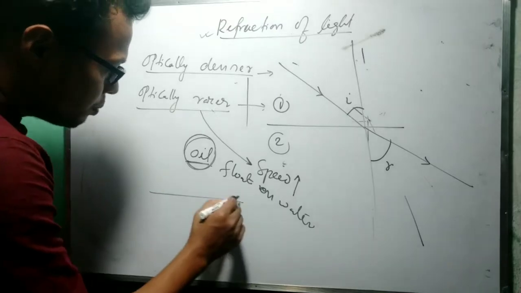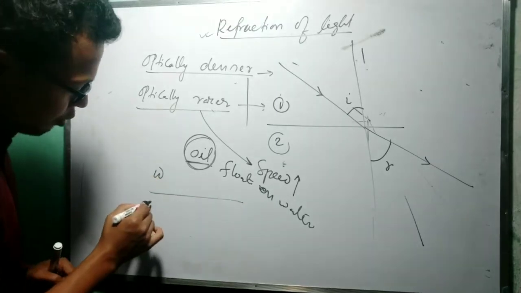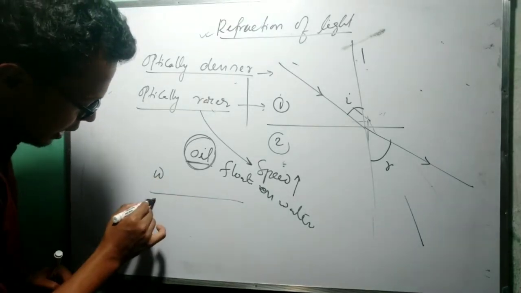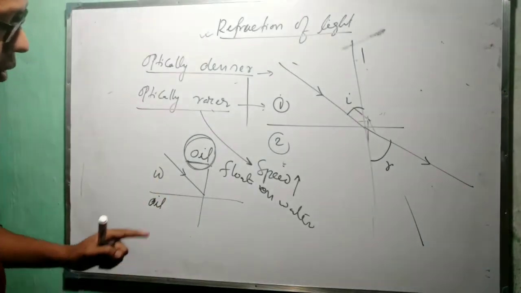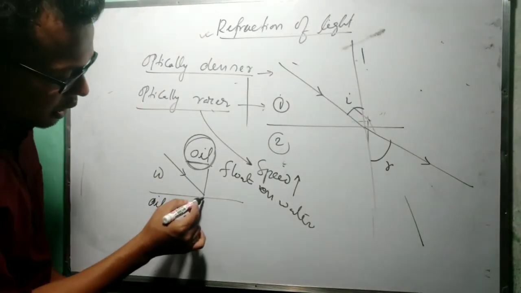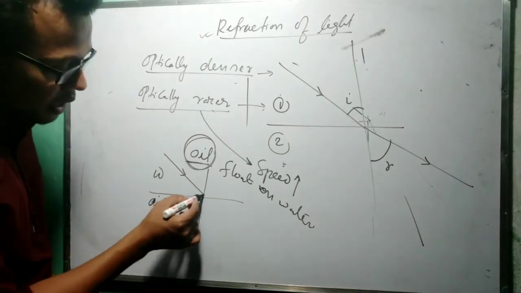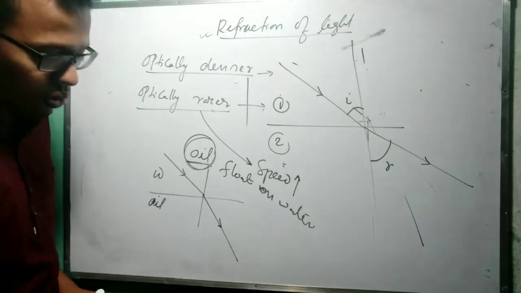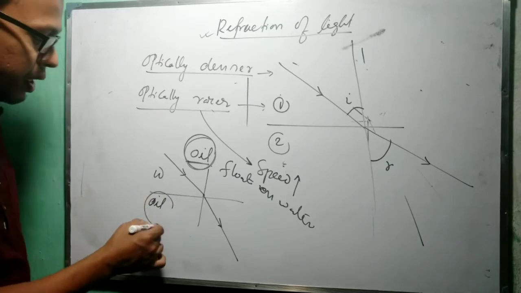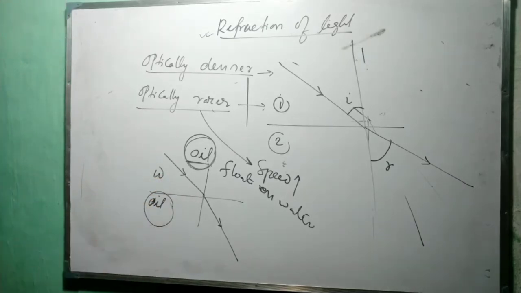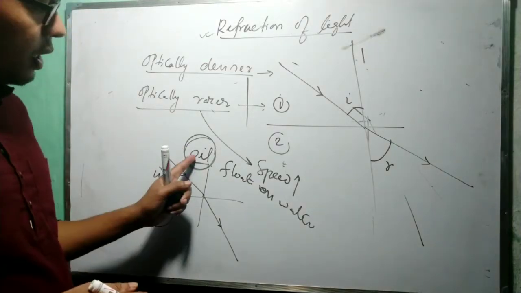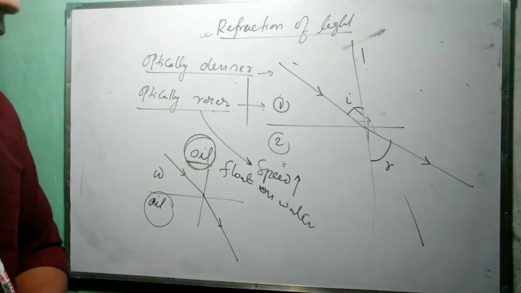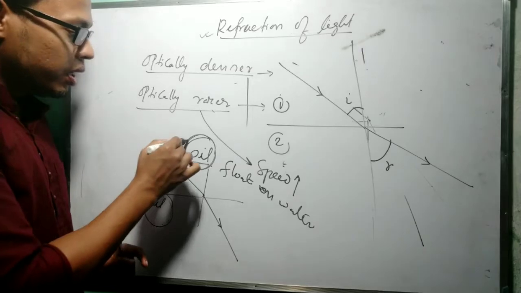Why? Because if we take two media, one is water and another is oil, then we will observe that when the light is coming from water to oil, the speed will decrease and the refracted ray comes closer to the normal. So we can say this is an optically denser medium compared to the water. This is the difference between an optically denser and an optically rarer medium.